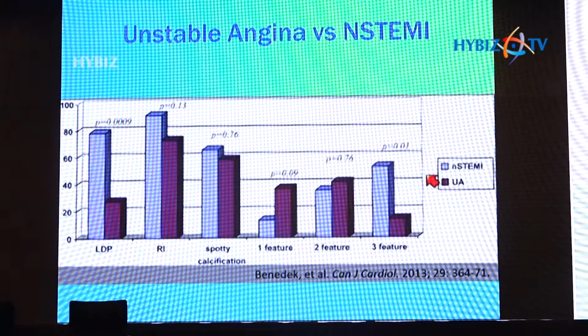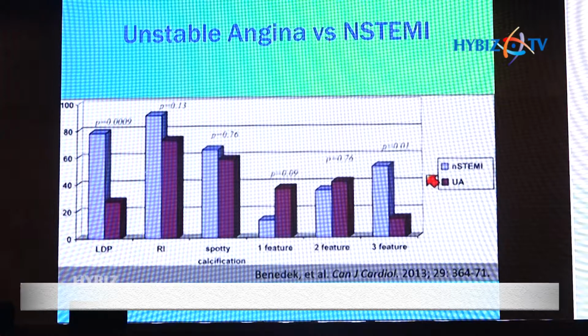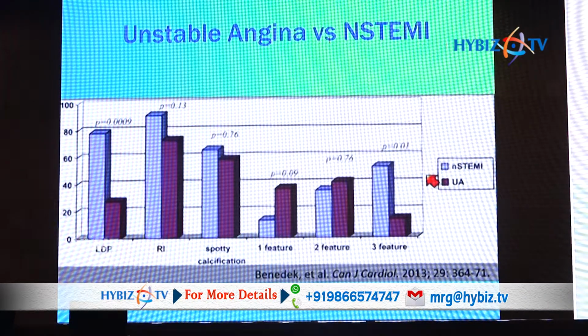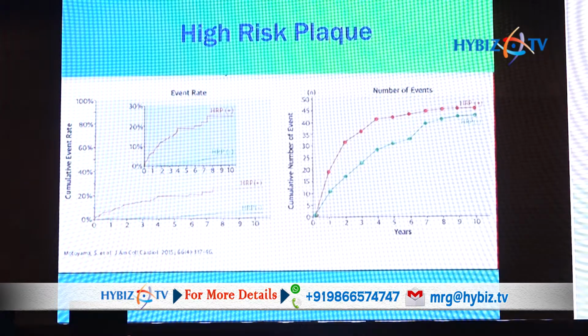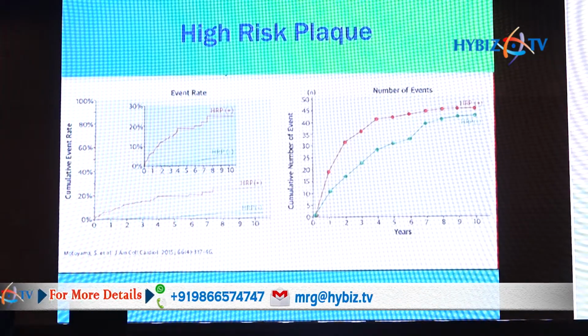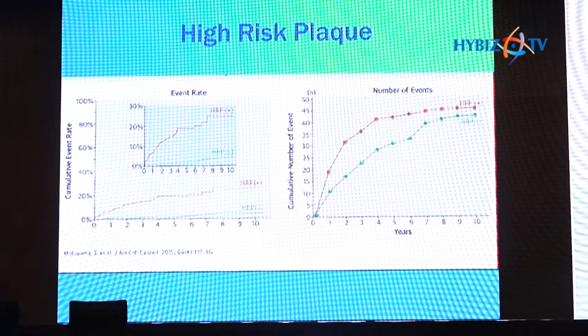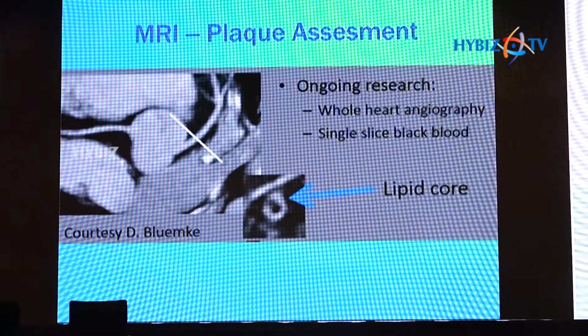And to follow that, the Canadian group again showed that if you have a patient with more than 3 of the features which I've talked to you about, the chance of ACS is much higher than somebody without it. And Motoyama, a few years later, again showed that if you have a high-risk plaque, the event rate is higher, saying that identification of plaque is important.